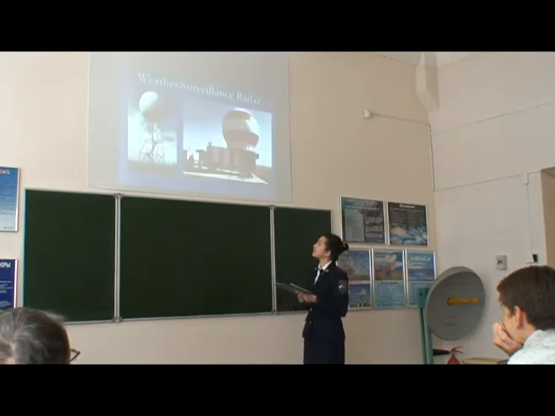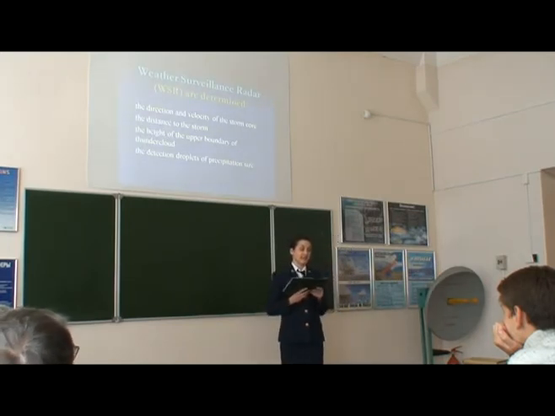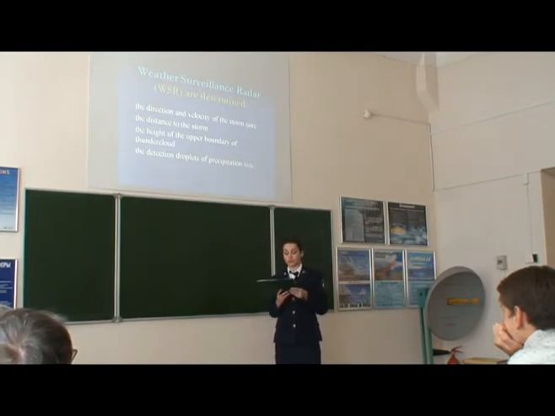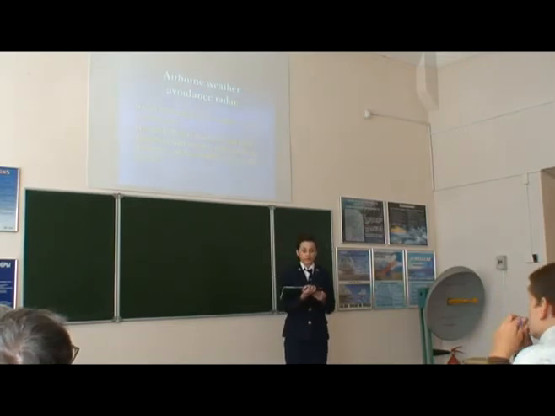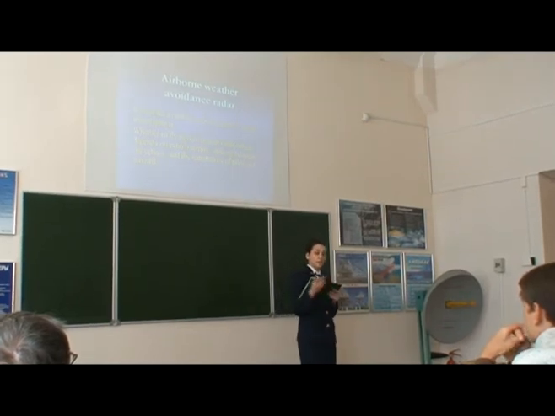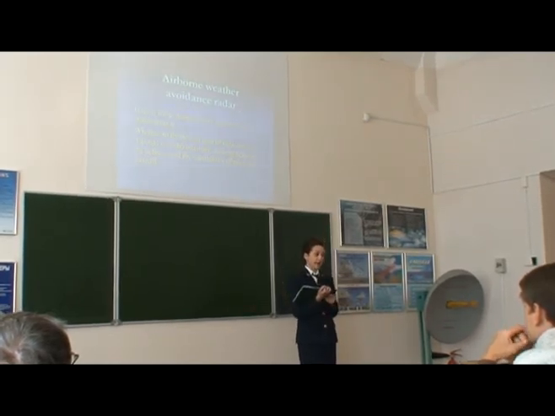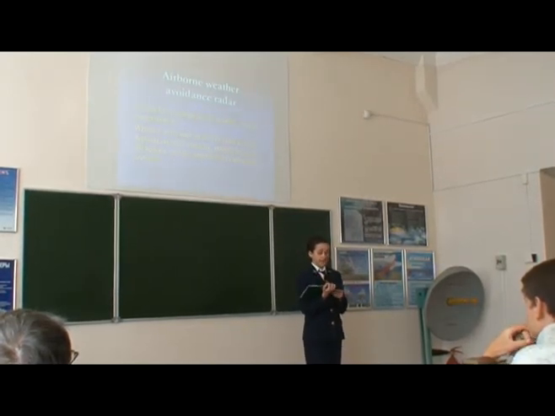So with the help of weather surveillance radar, we can define the direction of the wind and velocity of its movement, the distance of the storm, the height of the upper thunder clouds, and the detection of droplets of precipitation size. The strength of the radar return, in other words called echo, depends on drop size and its number. The greater the number of the drops, the stronger is the echo. And the larger is the size of the drops, the stronger is the echo.